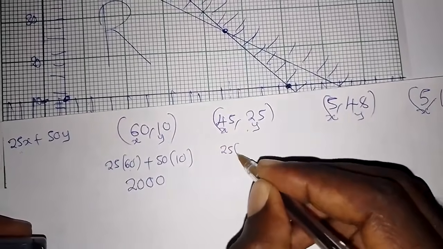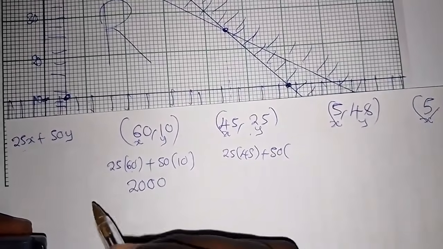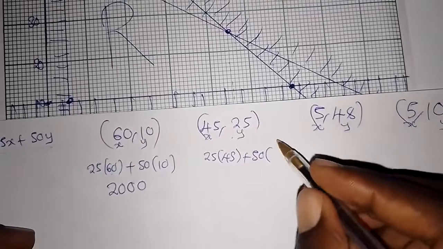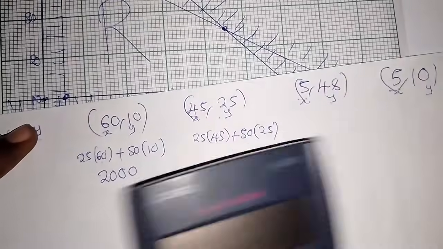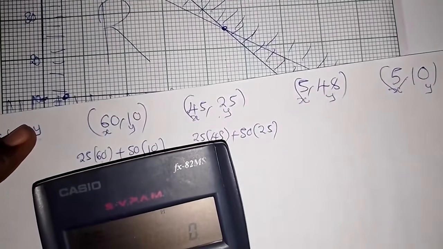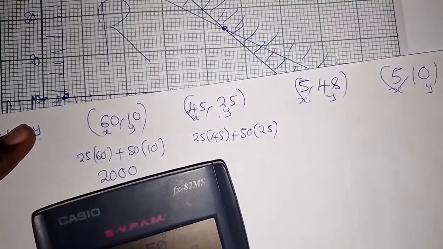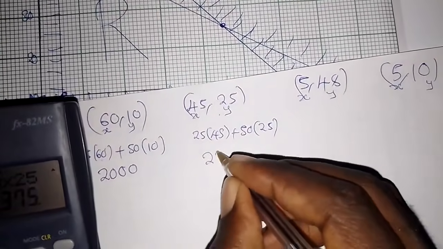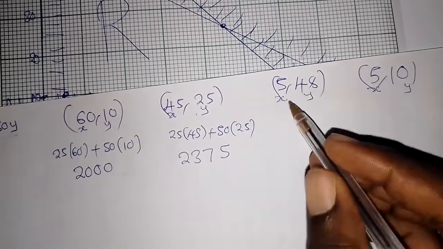We go to this other one. This one means 25 multiplied by 45 plus 50 multiplied by 25. Which one will give me a bigger number here? This is where the competition is. What is the answer? Have you seen the answer? This is the answer that I've gotten. I move to this other one.